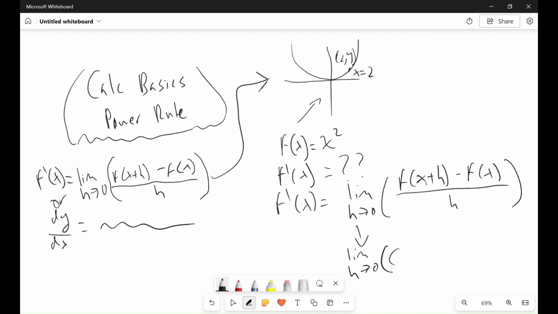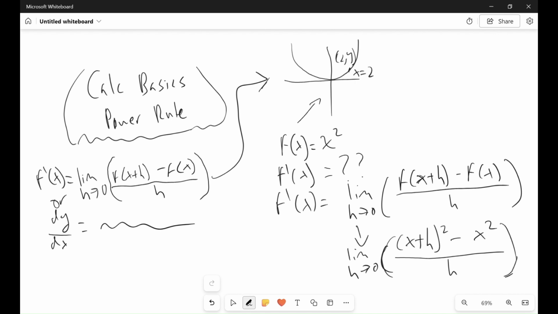So now instead of it being f of x plus h, we have the same thing, x plus h squared. And if you think about it, it's the same thing as f of x plus h, because it's the function f of x equals x squared with x plus h subbed in for x, minus f of x, which is just x squared, all over good old h. So you can see where this is going now. Now we have to do some algebra.